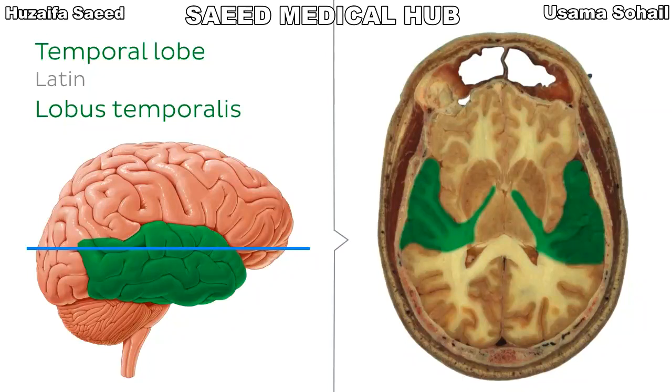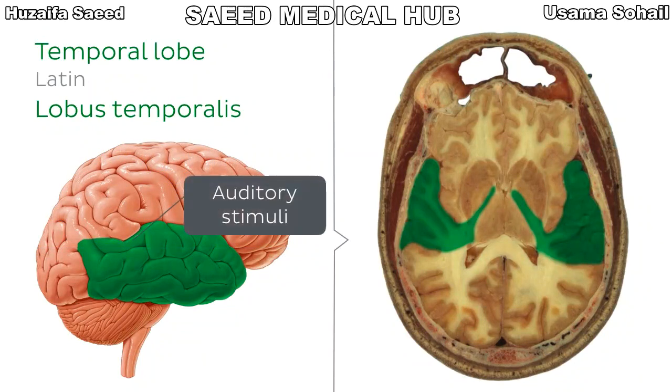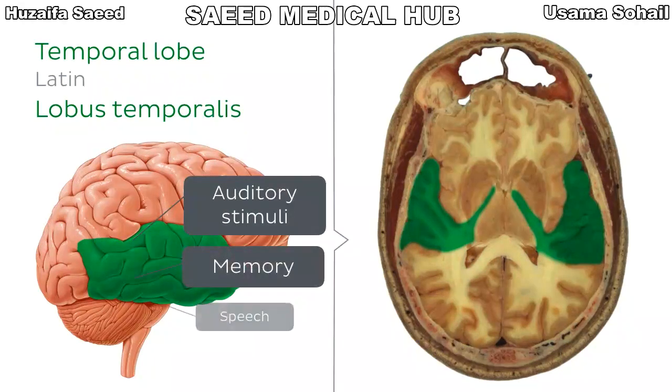The temporal lobe is found inferior to the parietal lobe, which is not visible at this cross-sectional level, and like the frontal lobe, the temporal lobe is involved with several major functions related to auditory stimuli, memory, and speech.